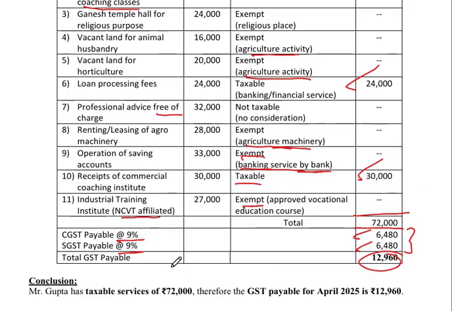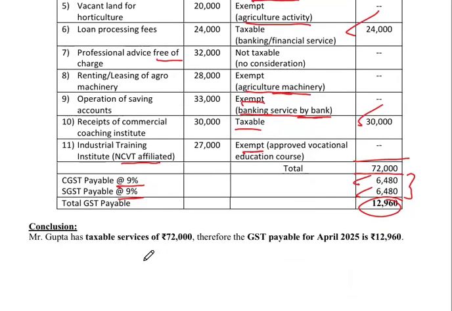Okay, so the conclusion is given here. Mr. Gupta's taxable service is 72,000, which comes from here. Next, the GST payable is 12,960 rupees. Okay, so this was the solution in respect of the second question. Okay, let us go to the next question.